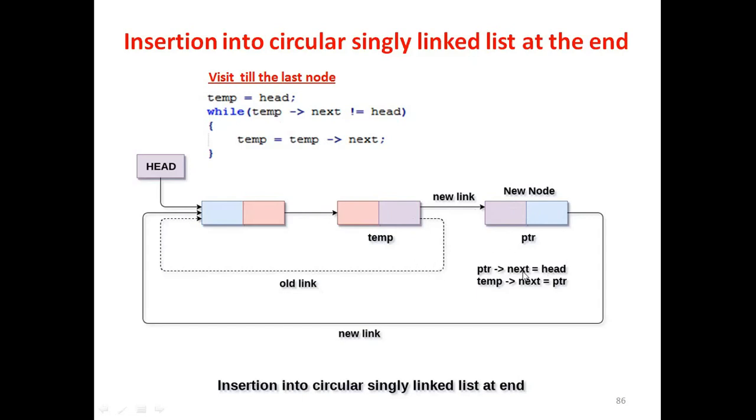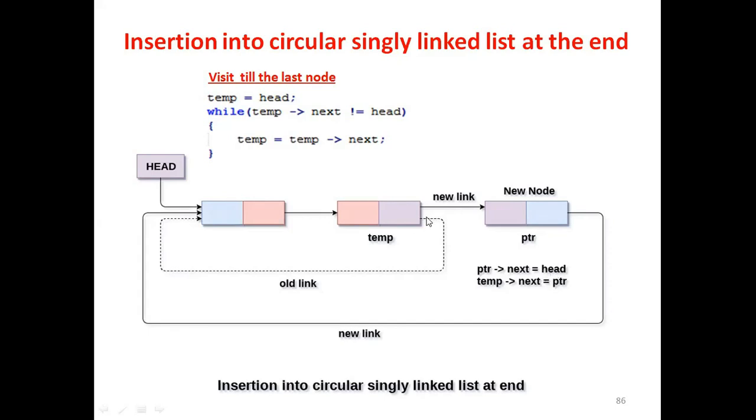So how to do that? This ptr, yes, this new node is created, and this new node's address is present in the pointer ptr. And now tell me, after this node is inserted into the list, what will be the value of the next field of this node? Tell me. Sir, head. Head. So how to write that? ptr arrow next equals to head, okay.